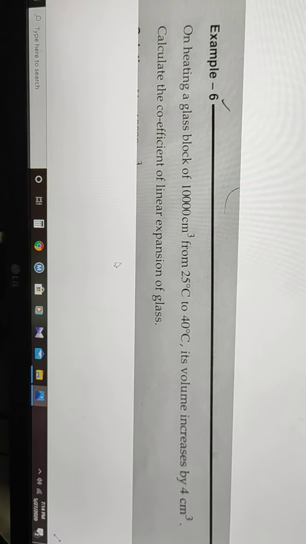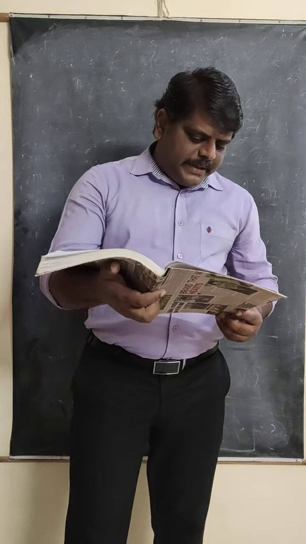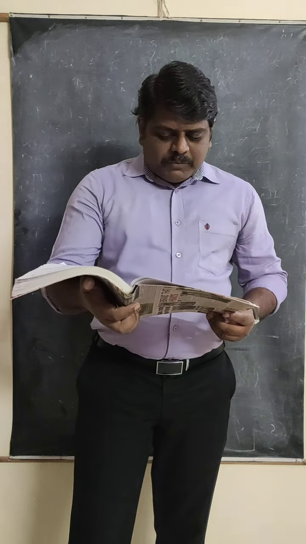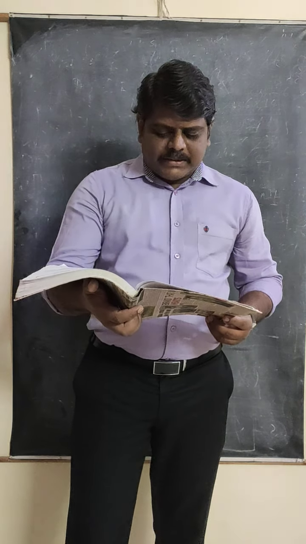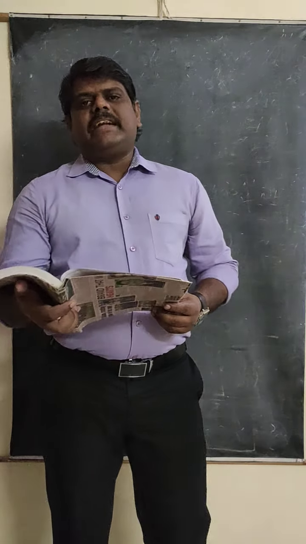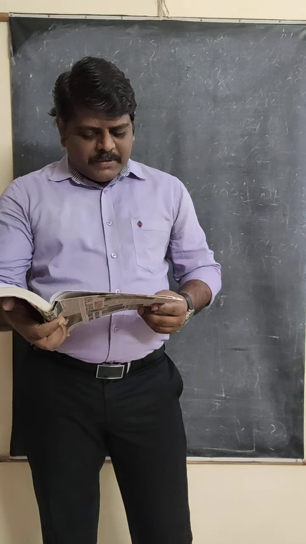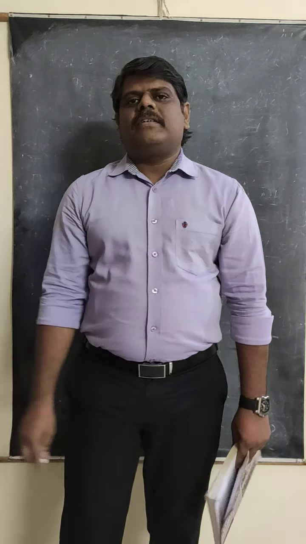Welcome back, students. I hope all of you read the problem. The problem is saying that on heating a glass block of 10,000 centimeter cube from 25 degrees Celsius to 40 degrees Celsius, the change in volume is given to you. Delta V, V2 minus V1, is given as 4 centimeter cube, and you have to find the coefficient of linear expansion. By using the given values, the change in volume and the initial volume, what you can find out is gamma. So first we have to find gamma, then after that we have to find alpha.